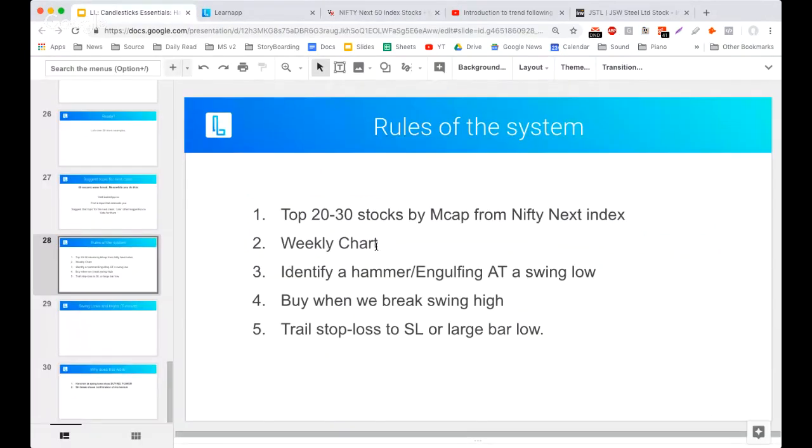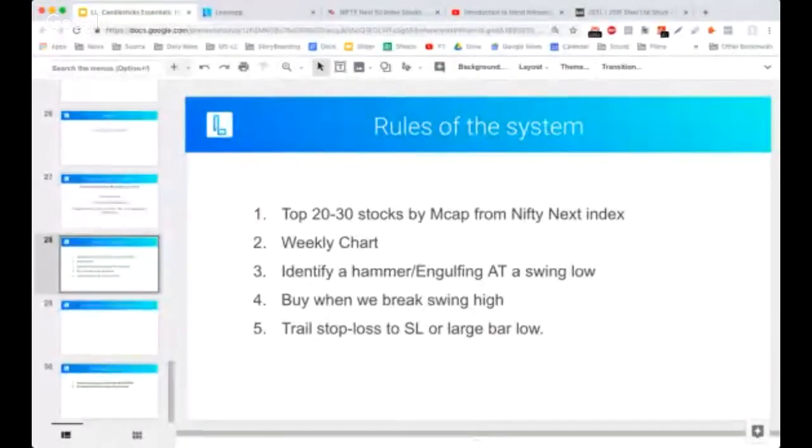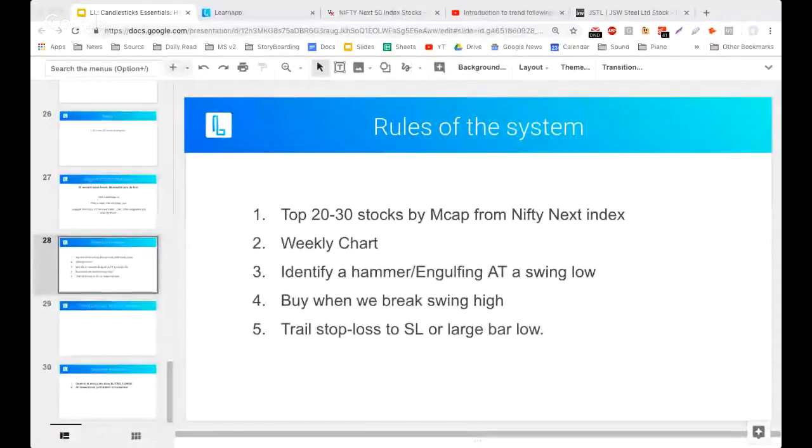And it's a weekly chart. You identify the hammer or engulfing at a swing low, and you basically buy when we break the swing high, and you trail the stops. Is everyone clear on this? Take a screenshot. You have the video. You can always refer to it. Which time frame? Weekly. Steps right here, Ranjan.